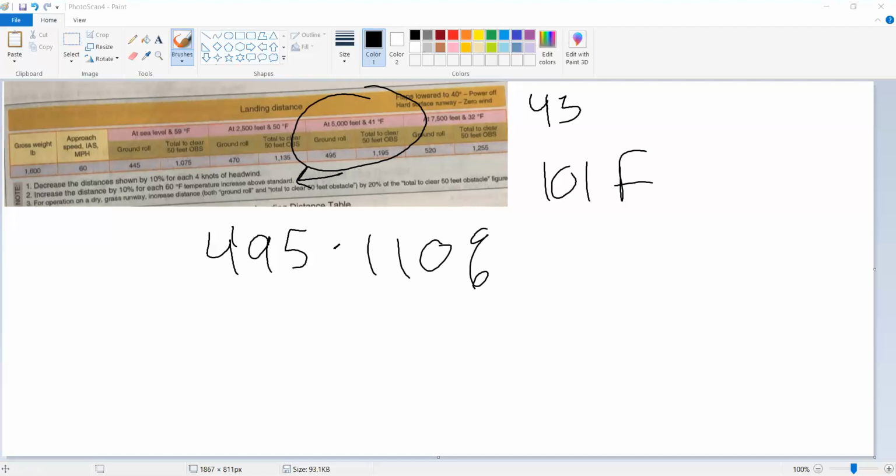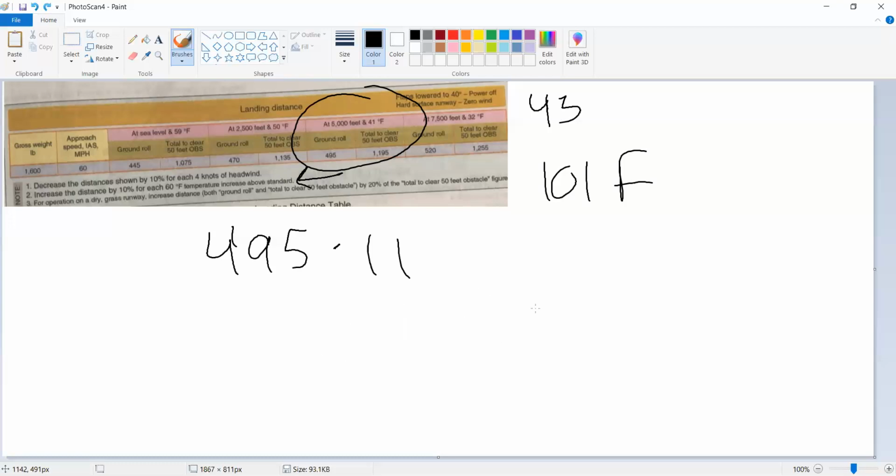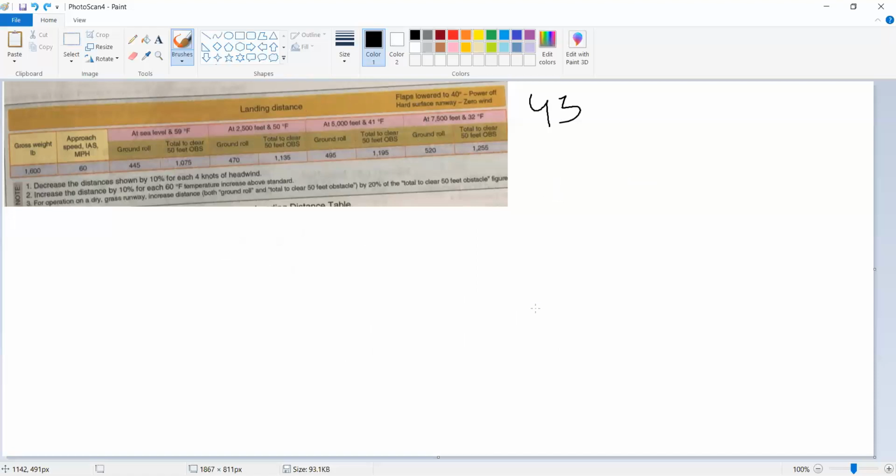So we have 495 times 110%, or 1.1. And we have 545 feet being our answer. All right, so that's how we would do question 43. Question 44.